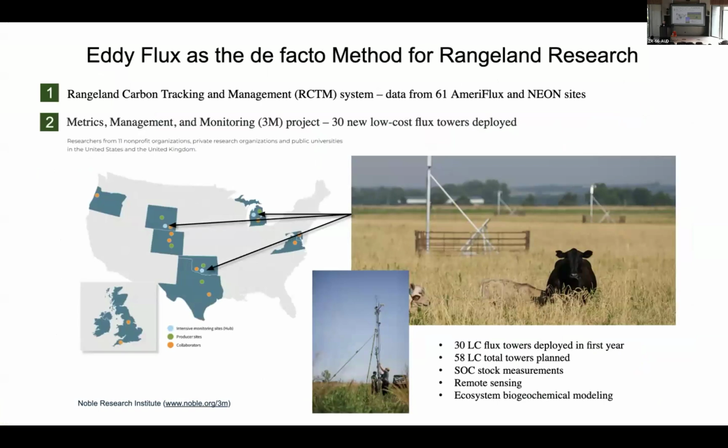Within the research arena for rangeland carbon sequestration, eddy flux has emerged as the de facto method. That's largely because there's a lack of carbon stock measurement change over time to really quantify carbon sequestration based on soil carbon measurements. There's a lack of that kind of data in rangelands, so in order to make some meaningful constraint to models, these research efforts have resorted to using eddy covariance and eddy flux data, such as provided through AmeriFlux and NEON, because they provide a rich data source that can help constrain these types of ecosystem biogeochemical models.